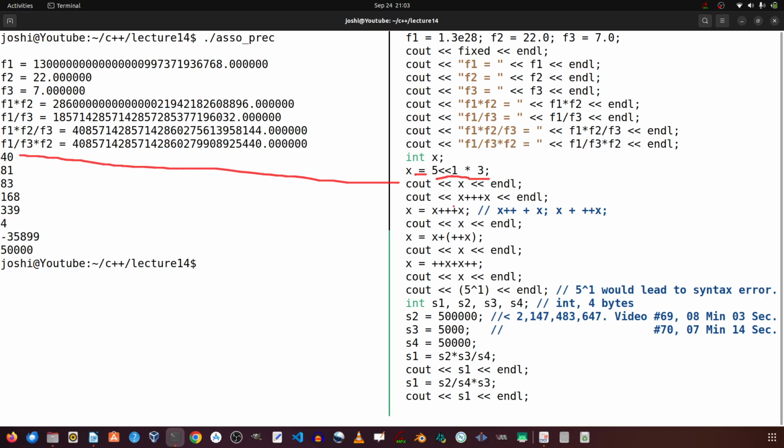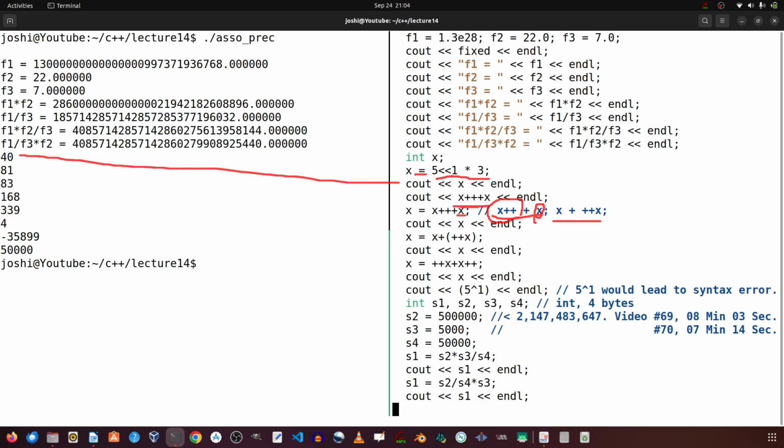Now here, x plus plus plus x. What would the parser do? It will read the longest string to match. So it will parse it as x plus plus, space, then plus, then space x. So it means this one. But here again, this x plus plus would be evaluated first, or this x would be used first. This could have been written like this as well.